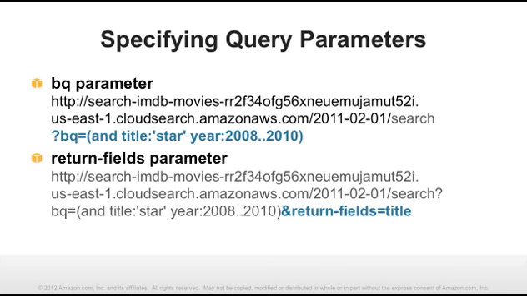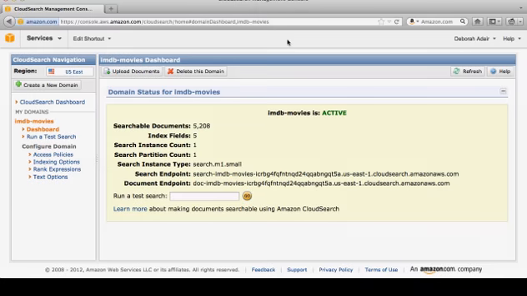Finally, the return fields parameter specifies which fields we want to include in the response in addition to the matching document IDs. In this case, let's get the titles for each matching movie. Now we can use a web browser to submit the query and view the results.